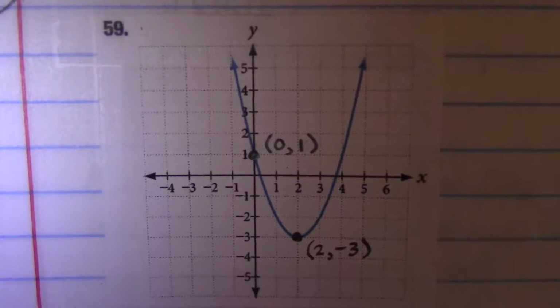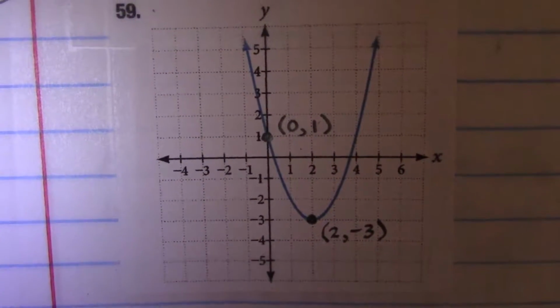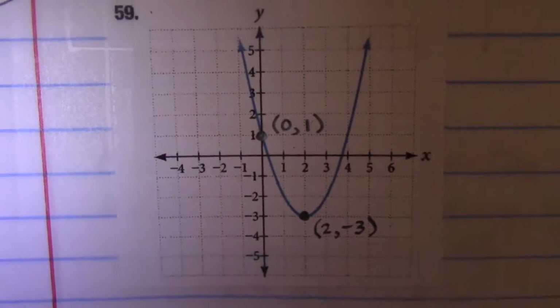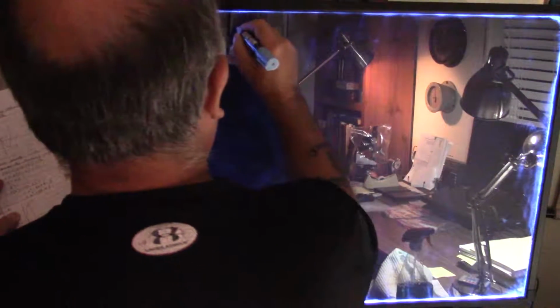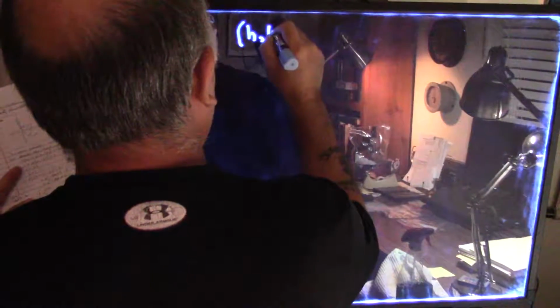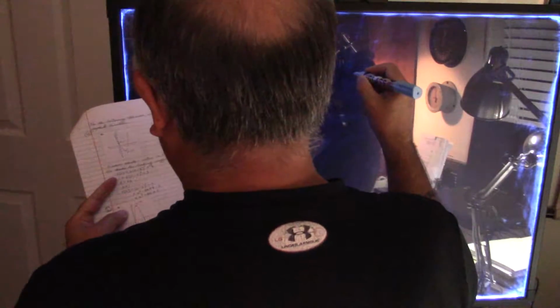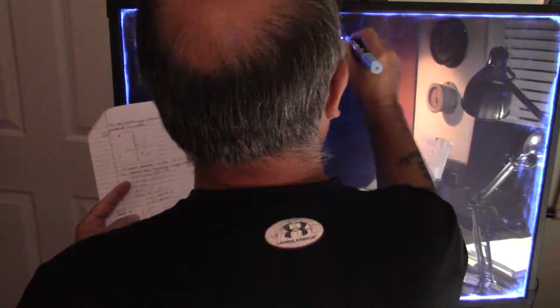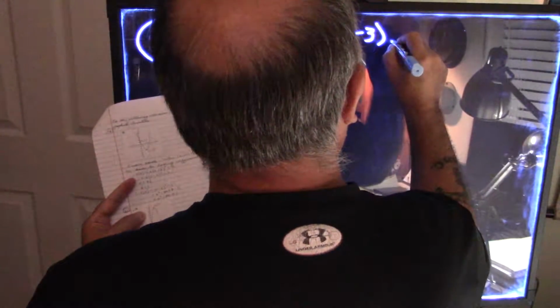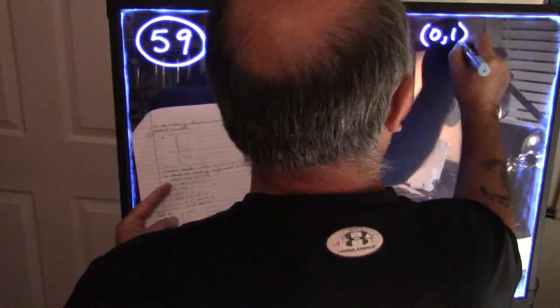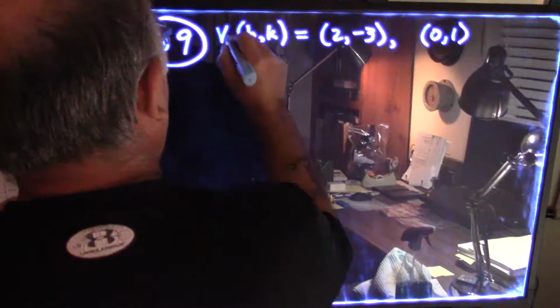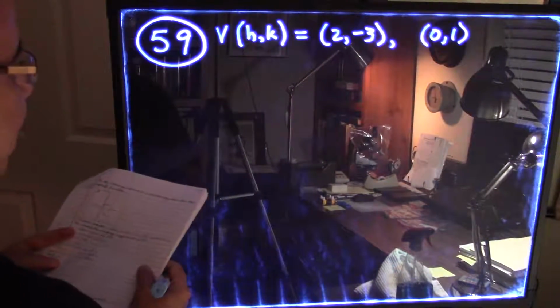So here are my 2 points for this graph. You can see marked on there. So we have 2 known points. Vertex HK is equal to 2, -3. And we also have a point 0, 1. I'll just label that VHK, call that the vertex.